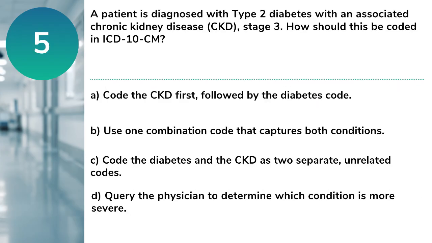Question 5. A patient is diagnosed with type 2 diabetes with an associated chronic kidney disease, CKD, stage 3. How should this be coded in ICD-10-CM? A. Code the CKD first, followed by the diabetes code. B. Use one combination code that captures both conditions. C. Code the diabetes and the CKD as two separate, unrelated codes. D. Query the physician to determine which condition is more severe.